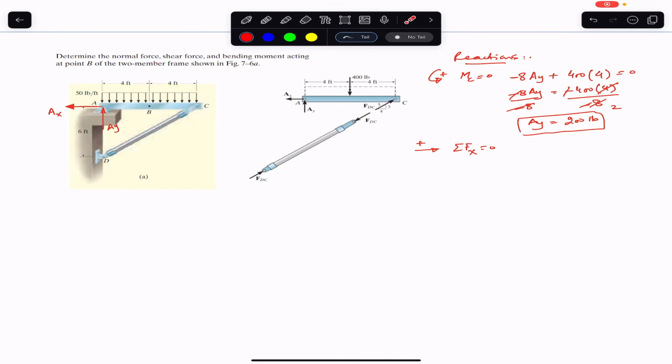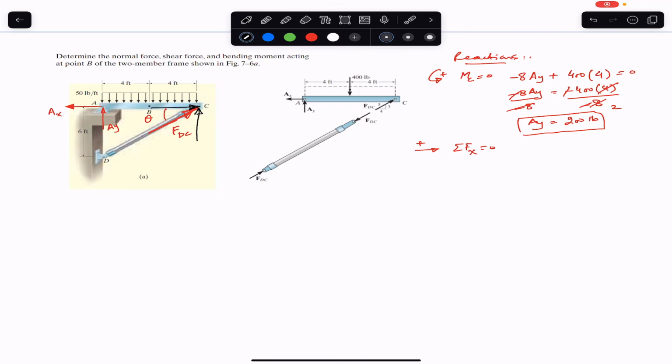and we are given this dimension, the length of this AC member, and the distance between point A and D, 6 feet. So if this DC member is making some angle theta here, let me represent that angle. Let's say that we have some angle theta here, and here we have FDC. So we can resolve this FDC into its components. We will have two components of this FDC. So we will have one component like this, and we will have one component like this.